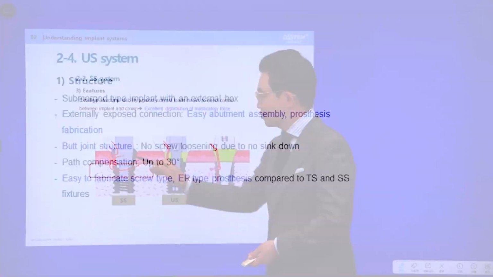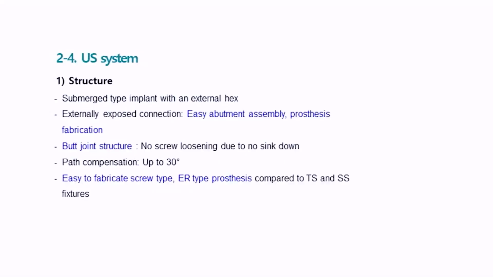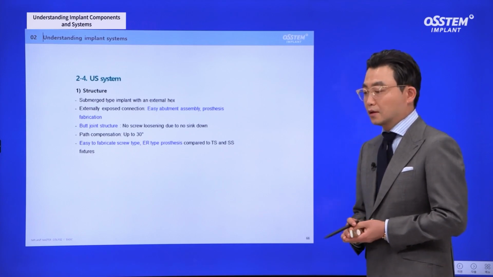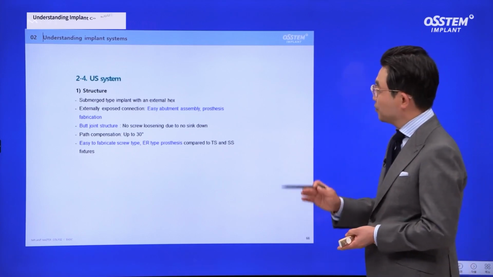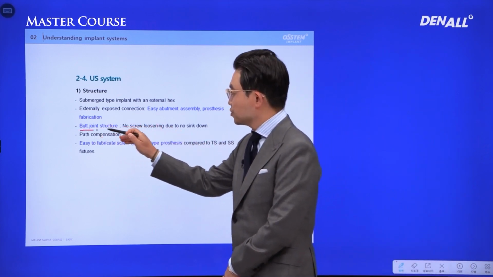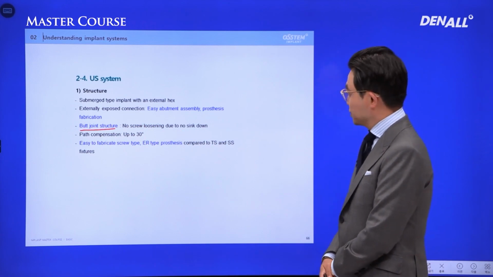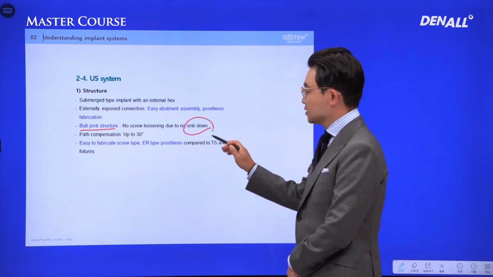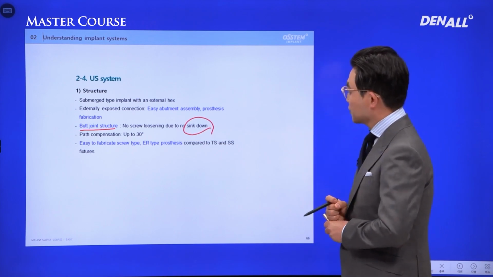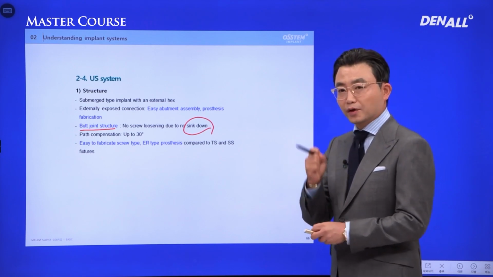Now for the US system, the implant system is designed based on the Brånemark system, and again the US system is very similar to TS. It can be submerged as well as non-submerged, so one-stage or two-stage surgeries are all possible. And here the US system also has a butt joint structure, so there's no sink down. If it's submerged, with the occlusal force it can sink down, but it has more structural stability for the US system because surface meets surface.